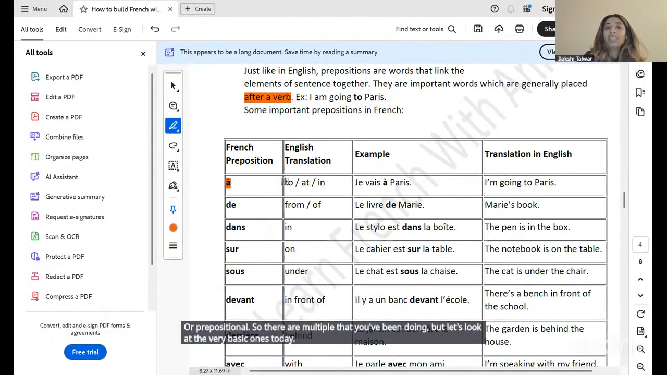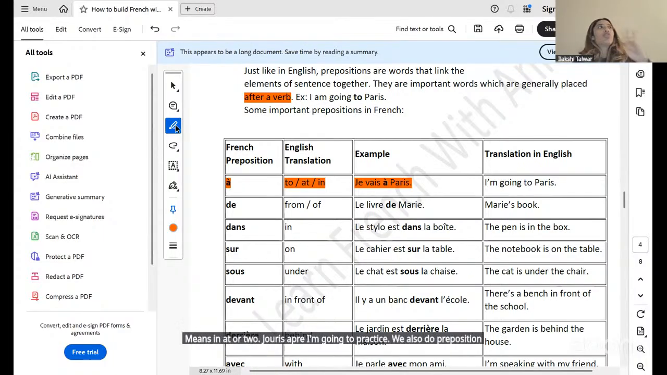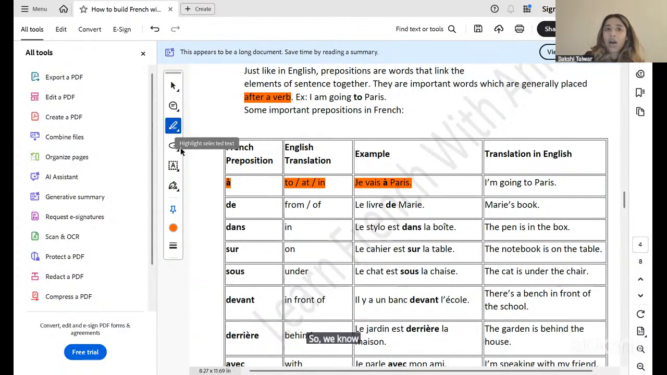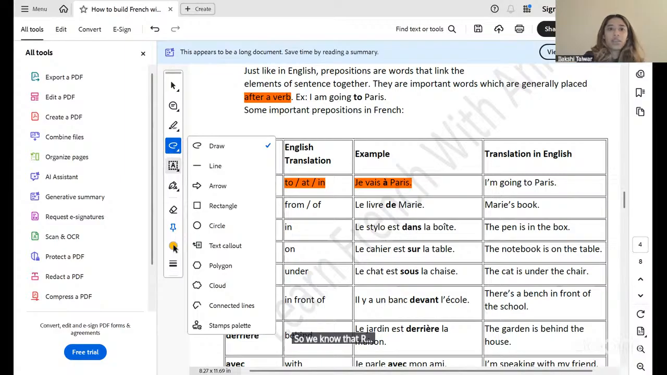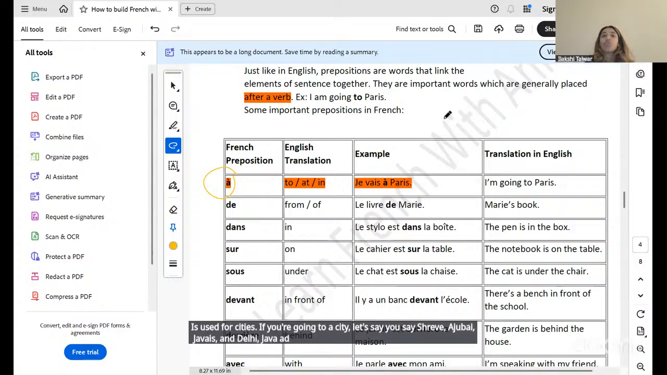À means in, at, or to. Je vais à Paris, I'm going to Paris. We also do prepositions which are specific to countries and cities. So again, a recap: à as a preposition is used for cities. If you're going to a city, let's say you say, je vais à Dubai, je vais à Delhi, je vais à Montréal, je vais à Toronto. You're going to be using à for all the cities.